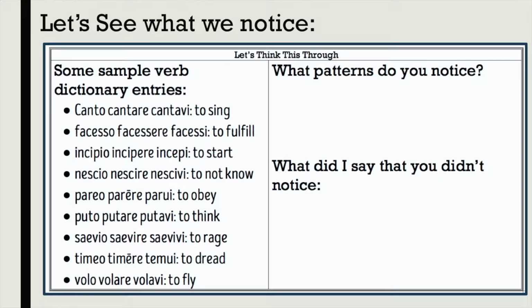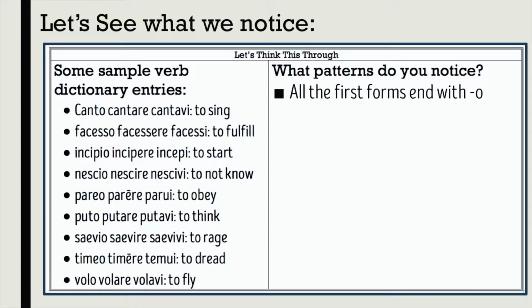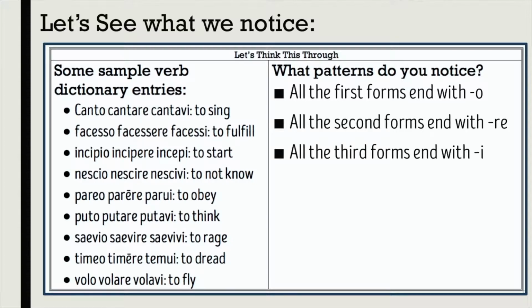So the patterns I thought you might have seen is that all of the first forms end with an O, all of the second forms end with an RE, and all of the third forms end with an I. And you might notice that we always put "to" before whatever the verb means. So we say "to sing" instead of just "singing." That's just the way we talk about them. I always think it's helpful to kind of look over and see what we notice. Just some patterns that you can see in verb dictionary entries.